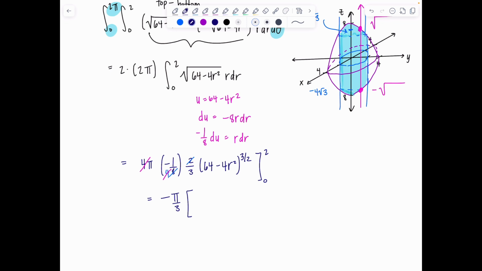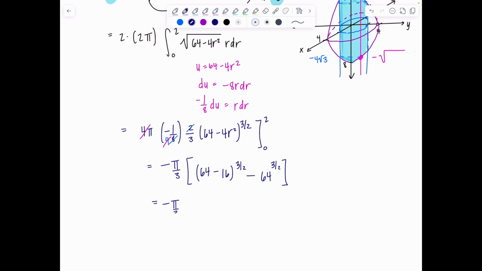times, this is going to be 64 minus 16 to the 3/2 minus 64 to the 3/2. Okay, so negative pi over 3. That's 48 to the 3/2, is it not? Minus 64 to the 3/2, that's going to be 8 cubed. So 8 cubed is going to be 64 times 8, which is 512.